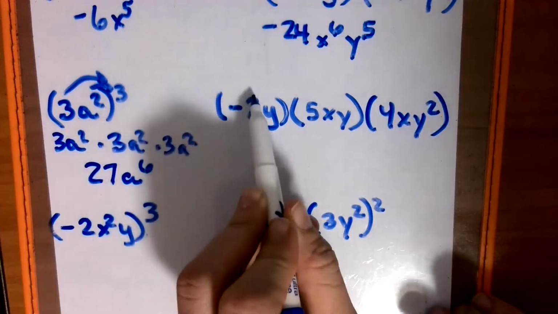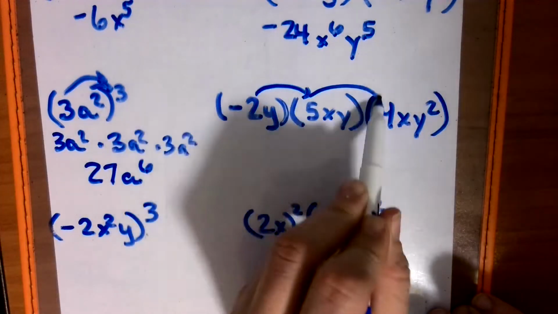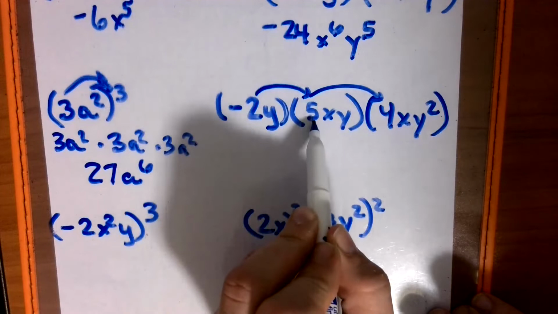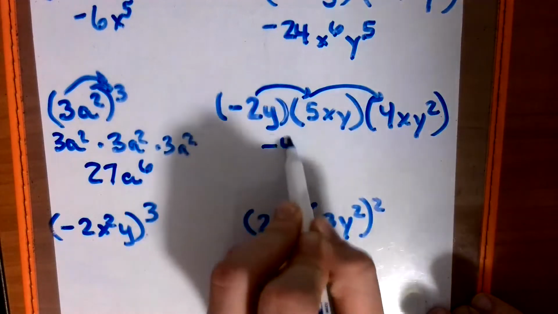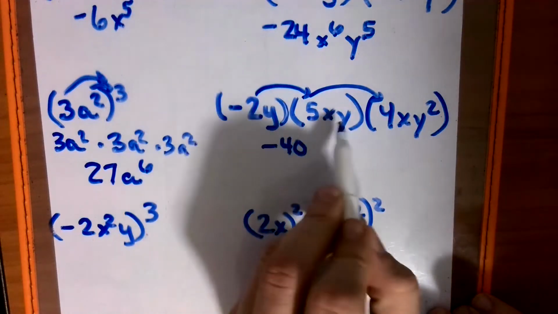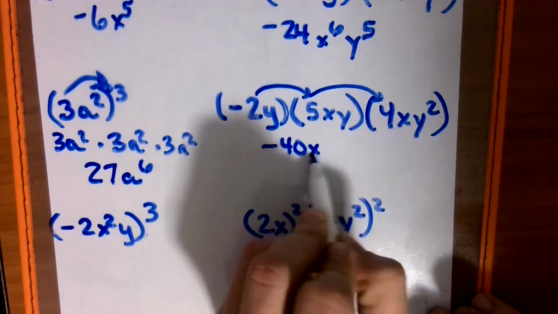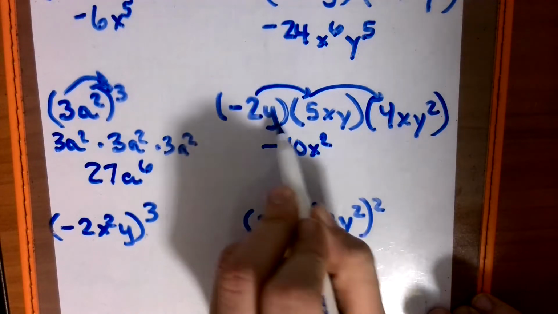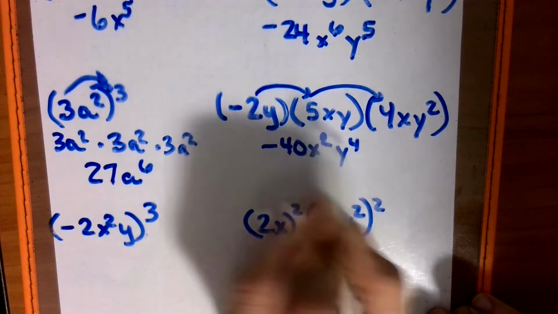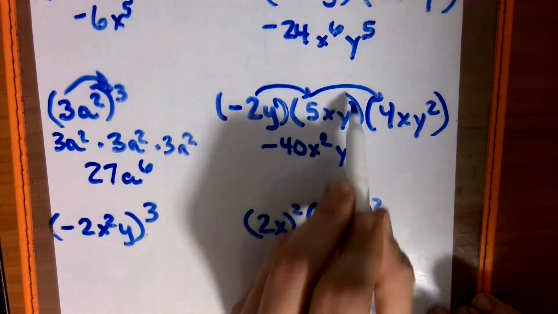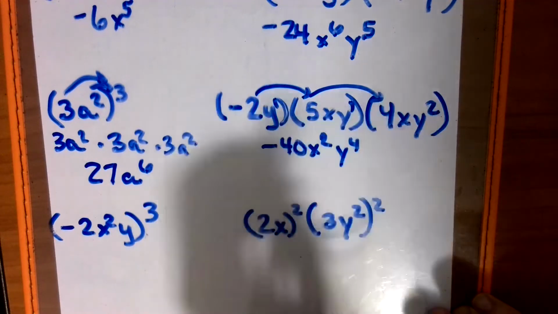Now over here, we multiply all the coefficients together. So negative 2 times 5 is a negative 10. Negative 10 times 4 is a negative 40. And we have an x here and an x here, so that's 2 of those. And then we have a y, another y, and another 2, so that's y to the 4th. So remember the power of 1, the power of 1, so 1, 2, 3, 4.